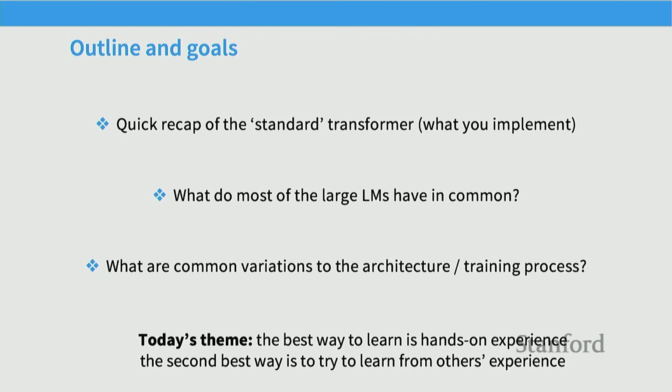So the question that we're going to ask is, people have trained lots of LLMs at this point, and you can go and read all of those papers and try to understand what has changed, what has been in common. And from that, almost an evolutionary analysis, try to understand what are the things that are really important to make transformers work. So the theme of the class is that the best way to learn is hands-on experience, but the theme of this lecture, because we can't train all these transformers, is to learn from the experience of others.